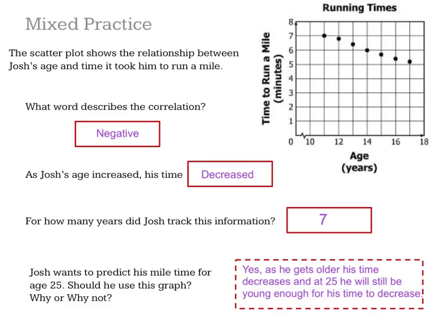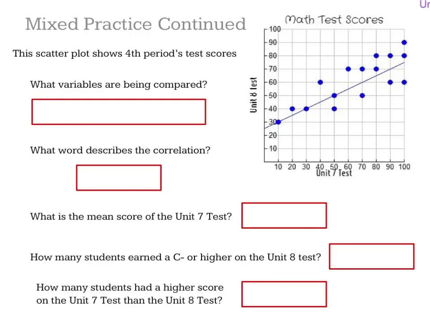Let's take a look at the next set of practice problems. So here we have a scatter plot that shows 4th period test scores, and it also has a line of best fit. I want you to go ahead and try and answer the questions for yourself. When you're done, press play again, because the video will be paused now that you're going to do them. And then when you're done, we'll see if you are right.